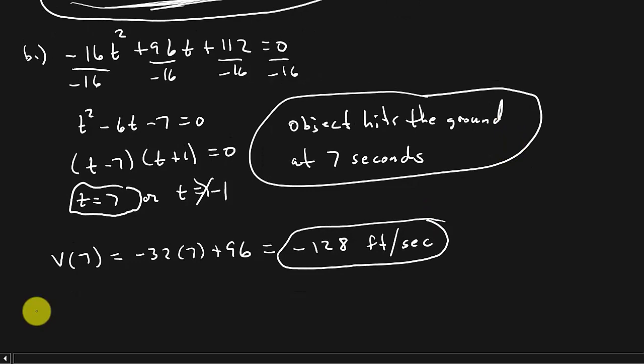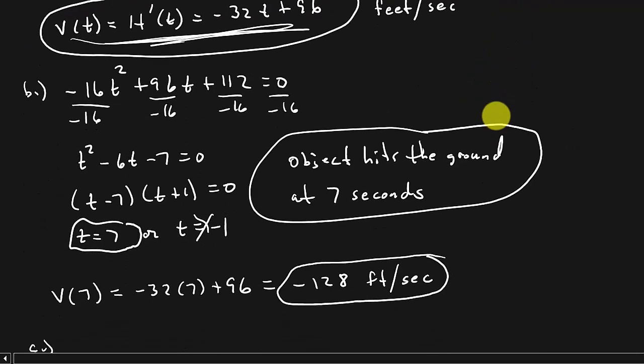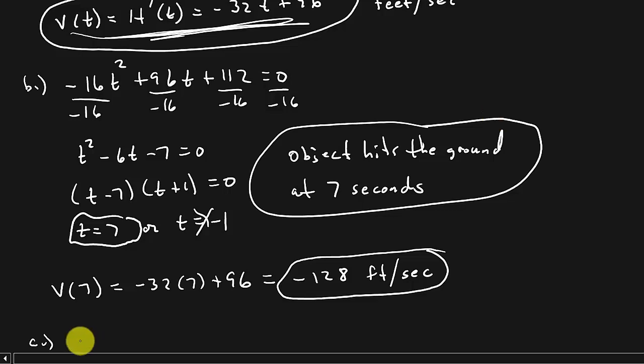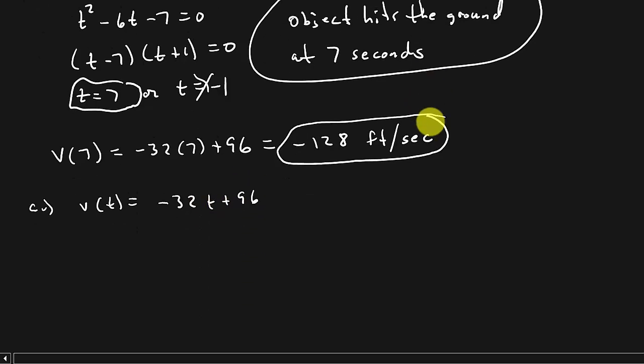All right, so let's look at part C. When is the velocity 0? What is the significance of this time? So when is the velocity 0? Well, let's write the velocity function down. V of t, what is that velocity function? That's negative 32t plus 96. That's your velocity. So they want to know, when is the velocity 0? Or when is that object stationary, right? That would be the same thing.